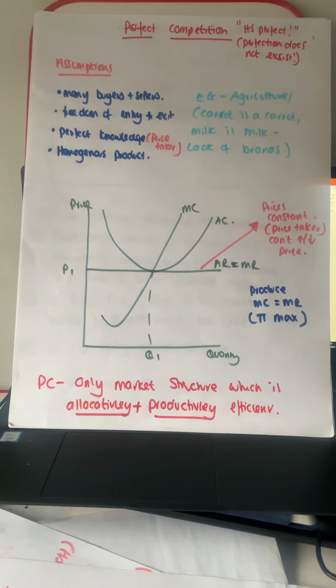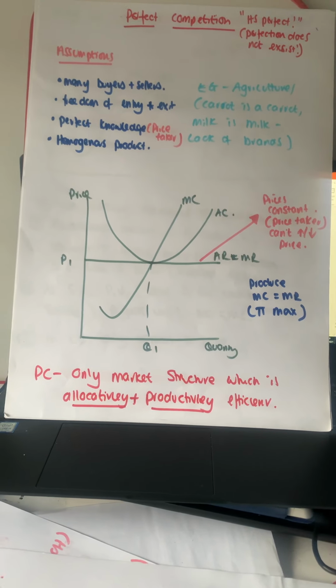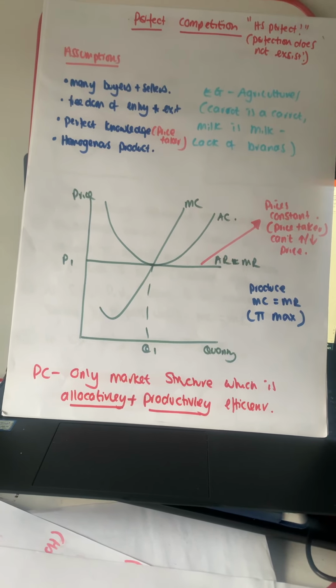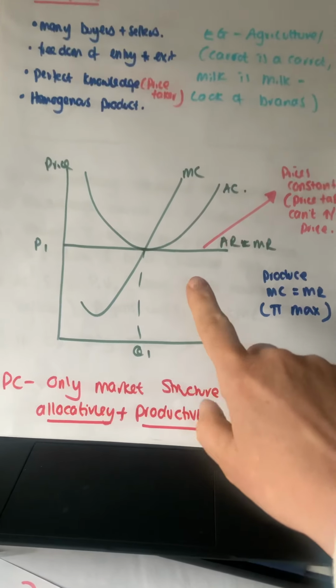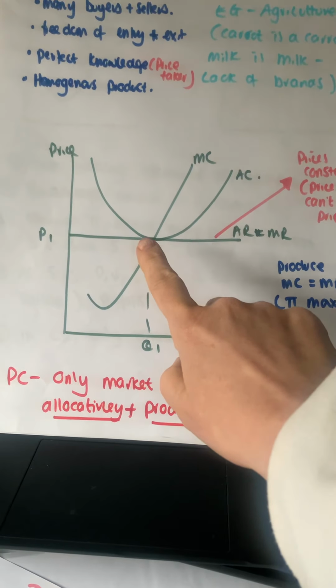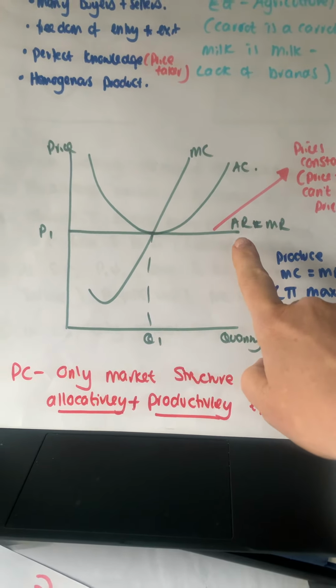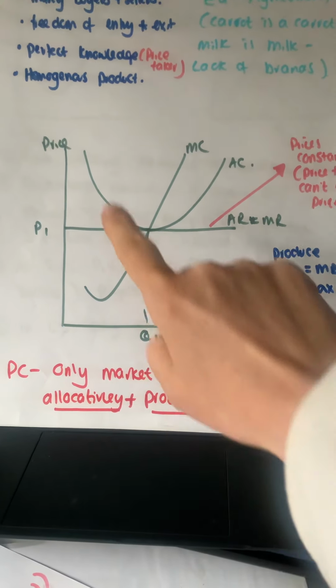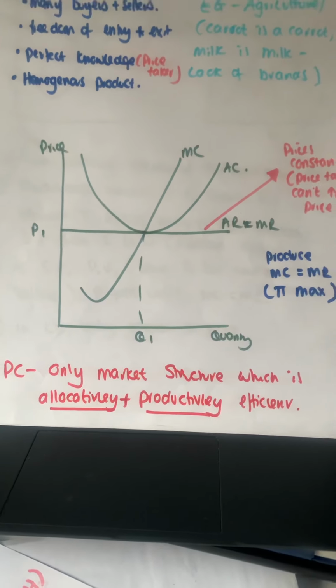Now this market structure is said to be allocatively and productively efficient. It's allocatively efficient because it's producing where MC equals AR, or demand equals supply, and it's also producing at the bottom part of the AC curve.